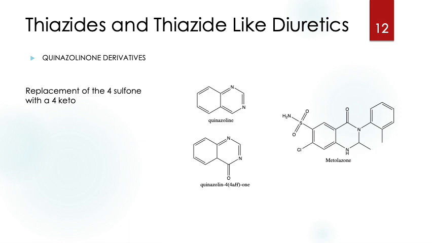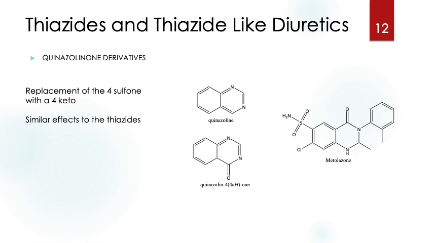The drugs still are going to bind to the cotransporter and are going to have the same effect as the thiazide-like drugs. So the key here is this. This is a quinazolinone derivative of the thiazides, and the representative is metolazone. It is similar to the thiazides in activity.